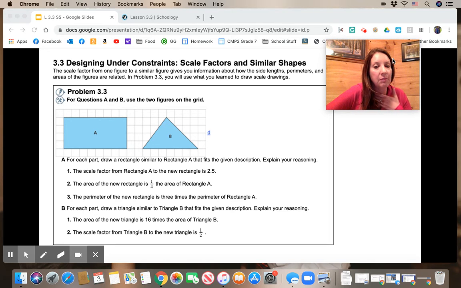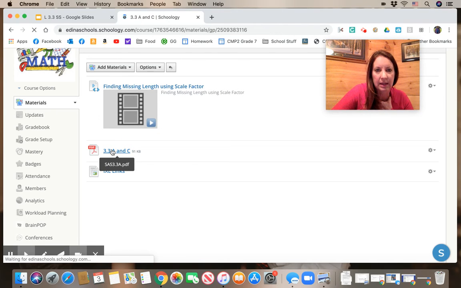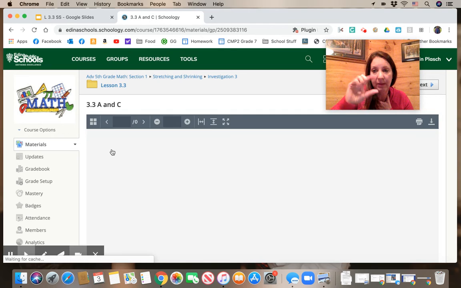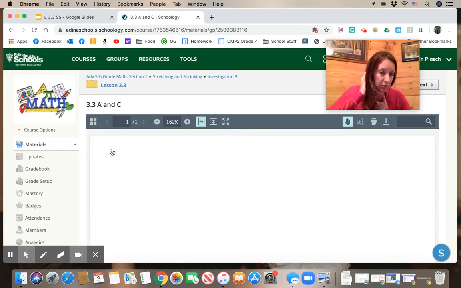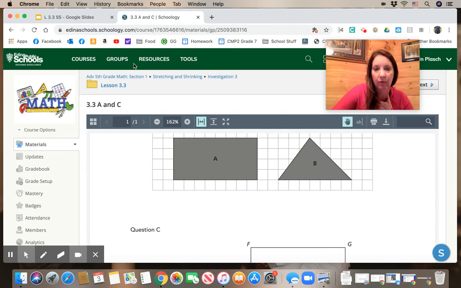So for questions A and B, you're going to use these two figures on the grid. You might copy these into your graph paper notebook. If you do not have graph paper, I did post these, and I will post another copy that's just those two. There's a worksheet here for question A and C, if you want it. And then, like I said, I'll post one that says 3.3a, and that will be those two figures with a blank sheet of graph paper. You could also go back to a previous lesson where I've linked graph paper and just print out a piece of graph paper for yourself.